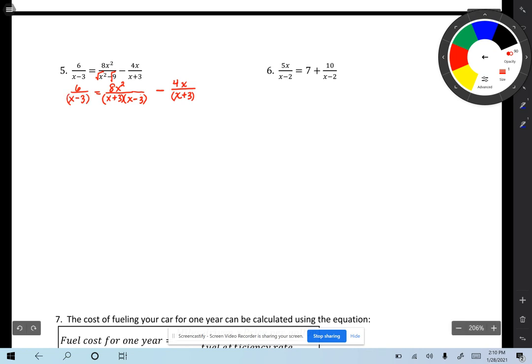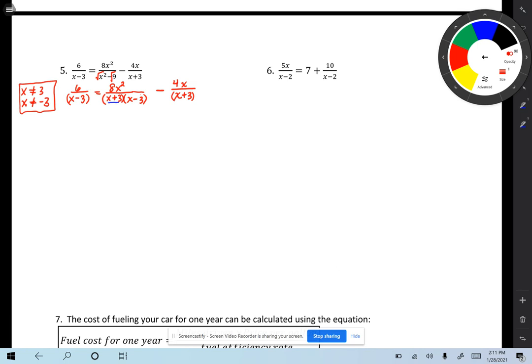There we go. And we want to state the restrictions right now. So x cannot equal a positive 3 in the first fraction. In the second fraction, x cannot equal negative 3. And for that last one, x cannot equal negative 3, which we already listed. So these are our restrictions that we want to compare against. So I'm going to box these in so it draws my attention to that.